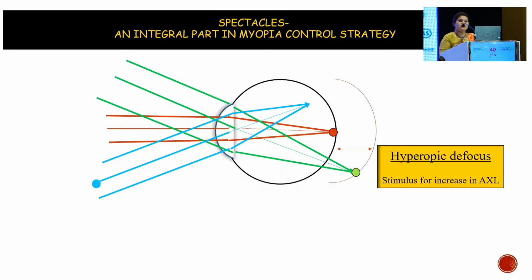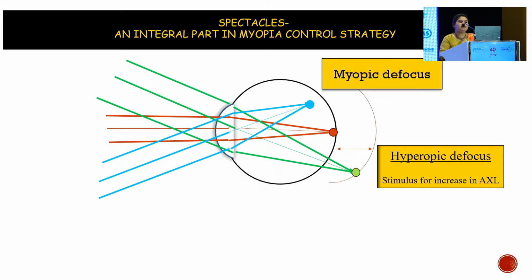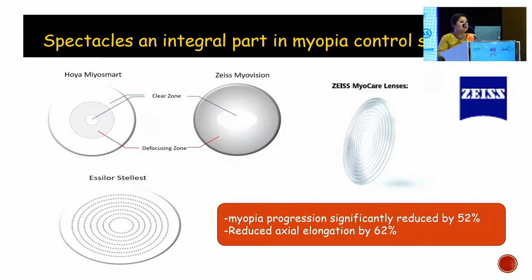So then the reverse is supposed to be beneficial. These visual signals coming from the peripheral retina are stronger than those coming from the central retina. So they came up with this principle of inducing a myopic defocus to control myopia. The available lenses in the market at present are the Myosmart lenses, the Stellest lenses, the Zeiss MyoCare lenses.